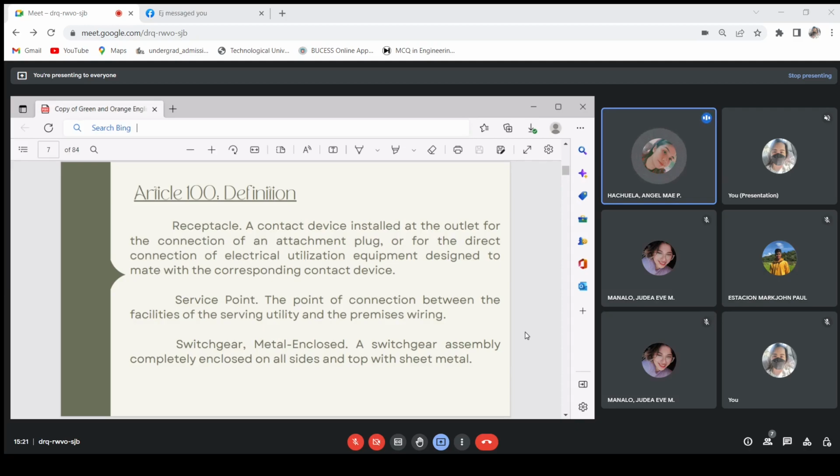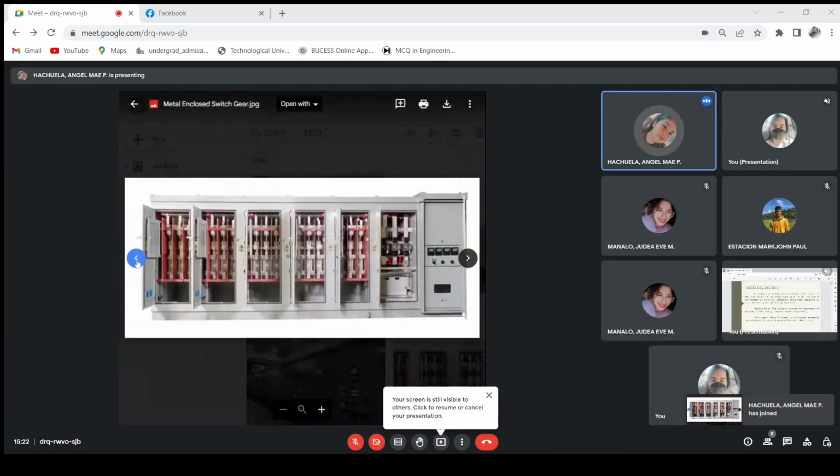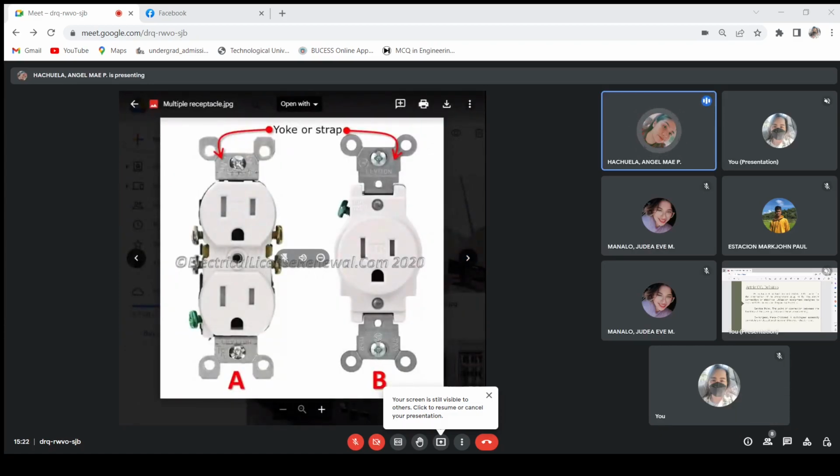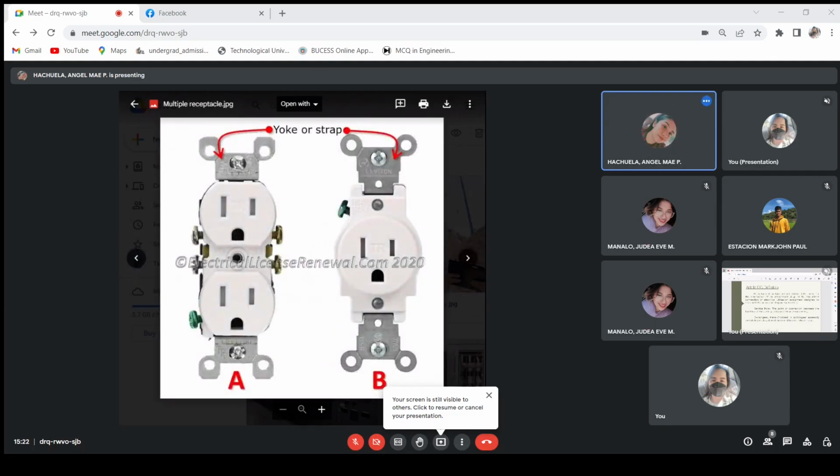Next is receptacle, a contact device installed at the outlet for the connection of an attachment plug or the direct connection of electrical utilization equipment designed to mate with a corresponding contact device. So for receptacles, we have single receptacle, that is a contact device with no other contact device on the same yoke. There are also multiple receptacles with two or more contact devices on the same yoke. So, ito yung example. Ito yung multiple receptacle. Tapos ito yung single receptacle. So ito yung tinatawag na yoke yung nasa taas.